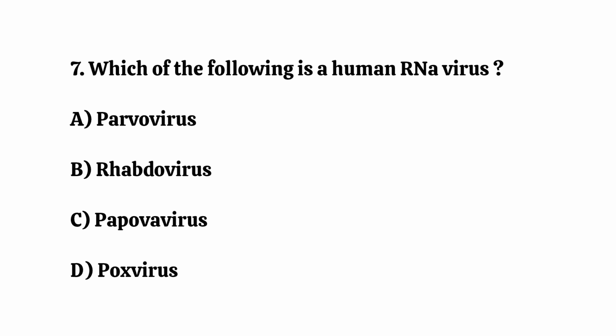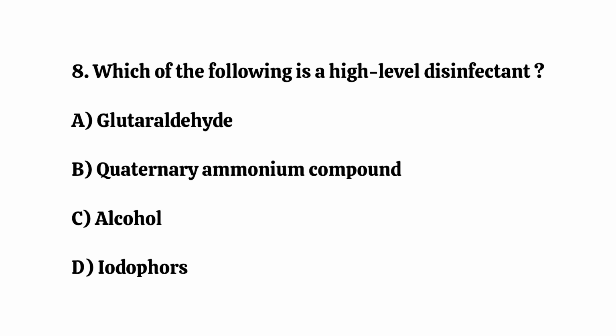Next, which of the following is a human RNA virus? A. Parvovirus, B. Rhabdovirus, C. Papovavirus, D. Pox virus. Answer is B. Rhabdovirus.